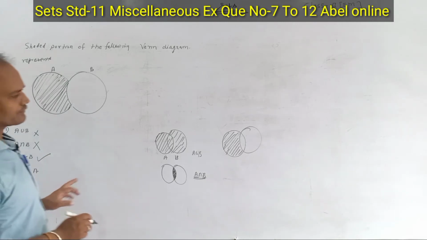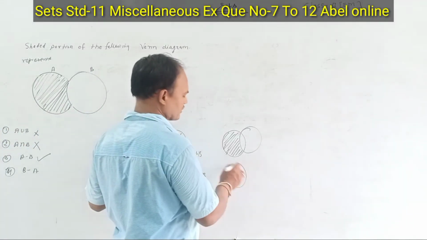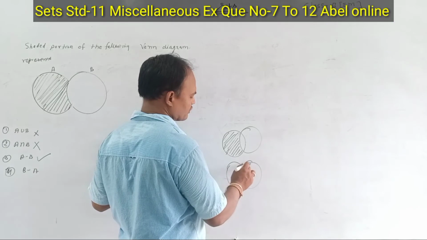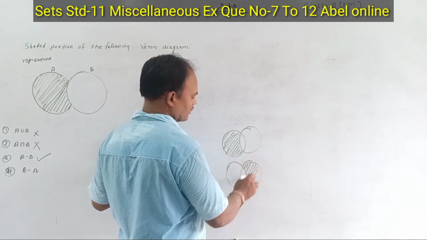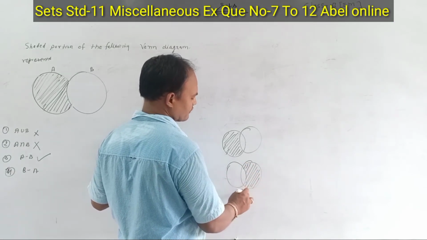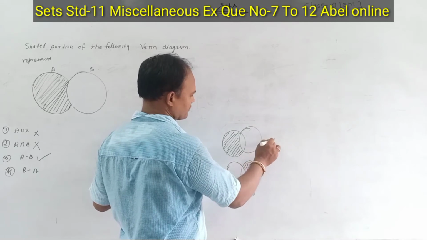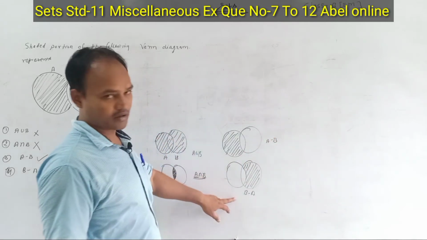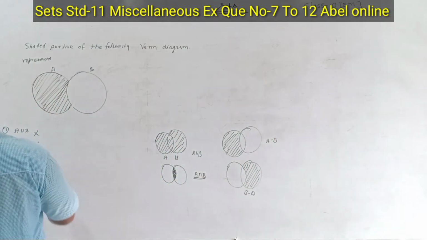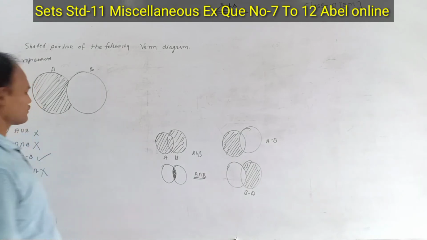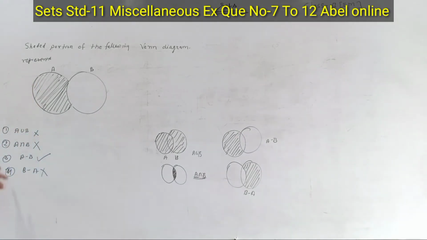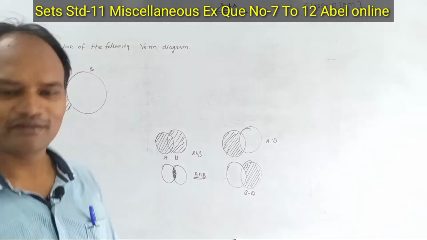What about B minus A? B minus A means elements are from B and common elements are removed. So this is A minus B, not B minus A. So is it B minus A? No. So it is also a wrong answer. So your answer is number 3, that is C. Your answer is A minus B. So I think you understand better.